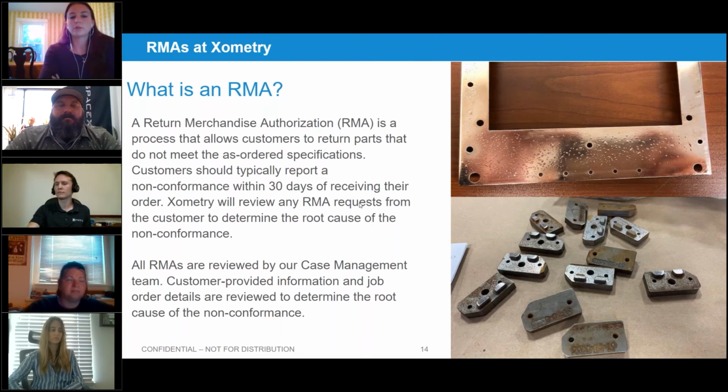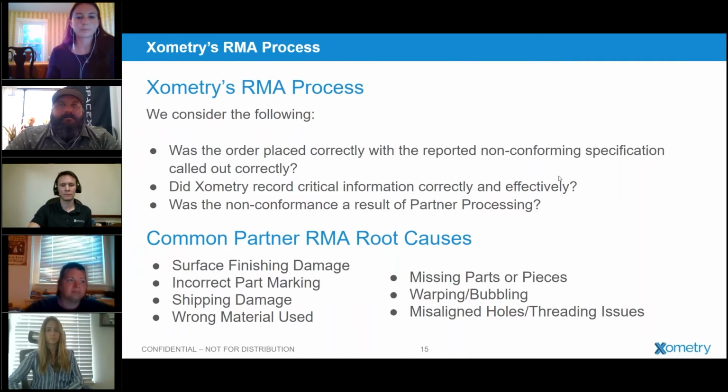Customers should be reporting their nonconformances within 30 days of receiving their material. Occasionally, we do let some come through after 30 days, depending on the situation. And once we get them, case management will go over the job, go over all the details, and determine what caused the RMA, what caused the nonconformance, and who was at fault for that. Next slide.